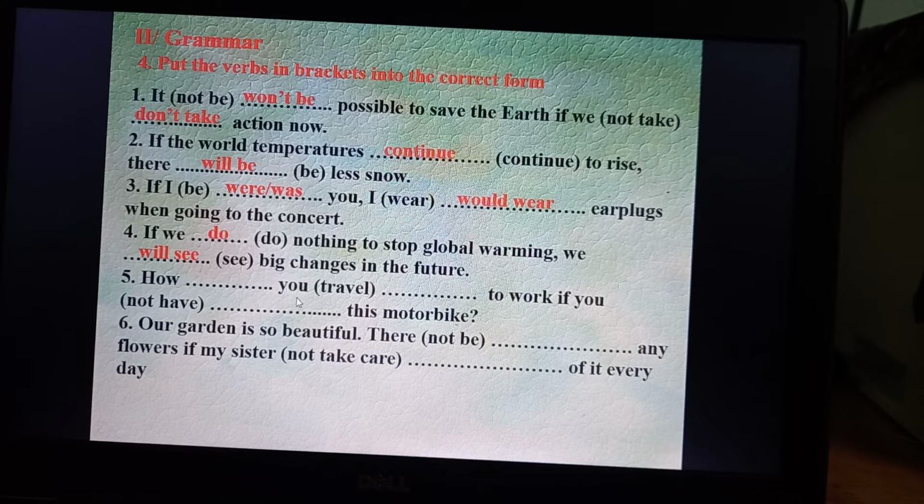And now, number 5. How you try to work if you have not have a motorbike? How here the main clause.